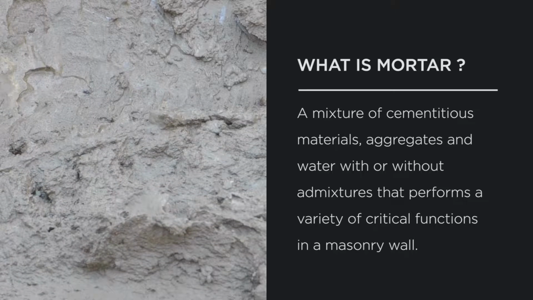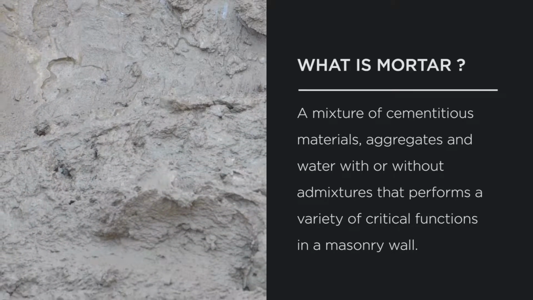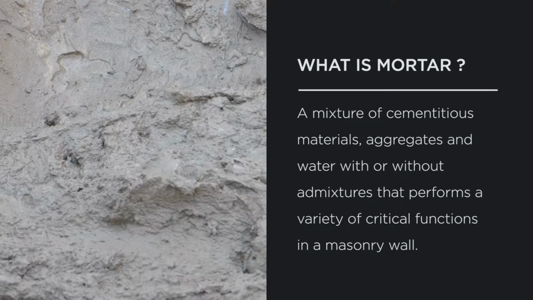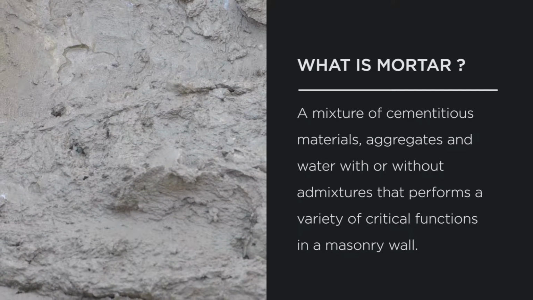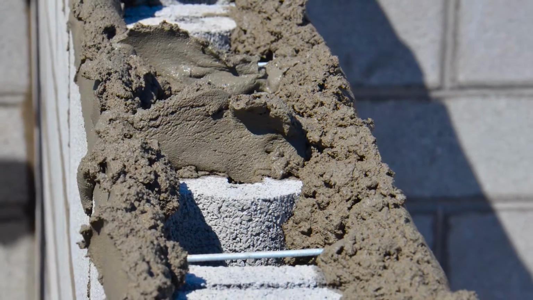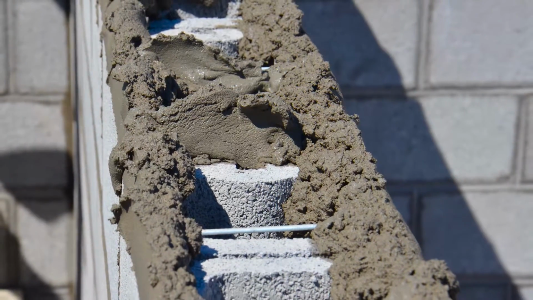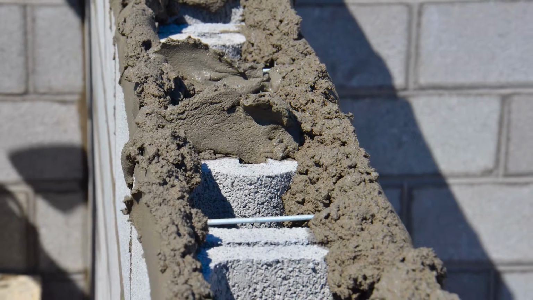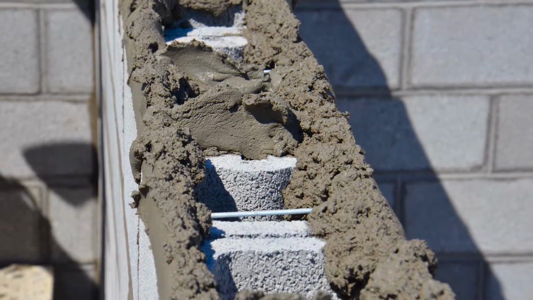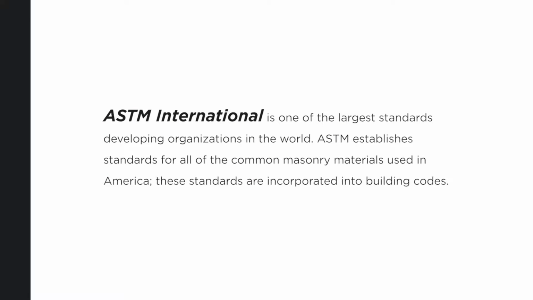What is mortar? Mortar in its purest sense is a mixture of cementitious materials, aggregates, and water, with or without admixtures, that performs a variety of critical functions in a masonry wall. Mortar bonds the masonry units, joint reinforcement, anchors, and accessories together to perform as a single assembly, a masonry wall. It also creates a tight seal between units against the entry of air and moisture. There are different kinds of mortar called types. The mortar types are defined by ASTM.